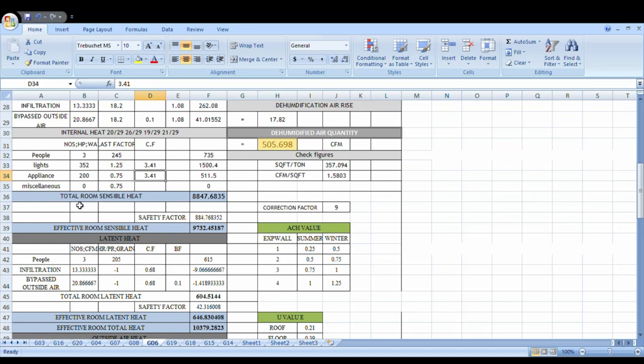So the total room sensible you will get 8847.6835, and we have to add the safety factor, so you will get 884.76. So the total effective room sensible, if you add these two values, you will get 9732.45187. So the effective room sensible is 9732.45187. Okay.